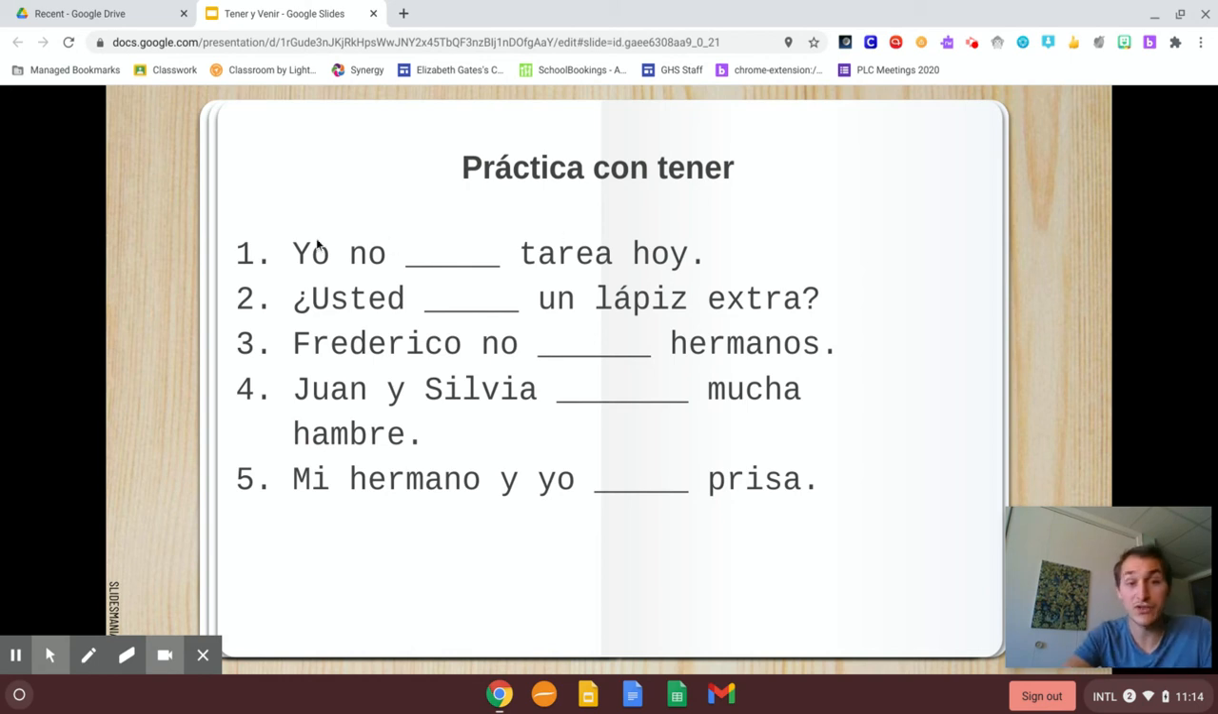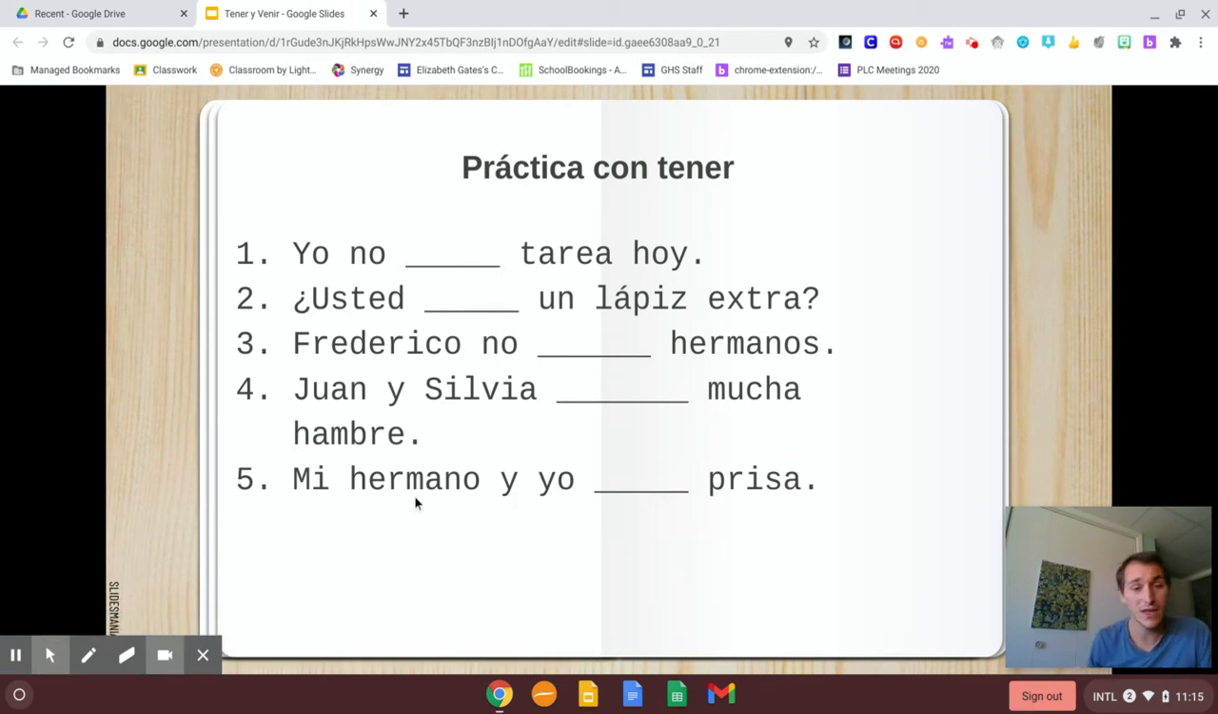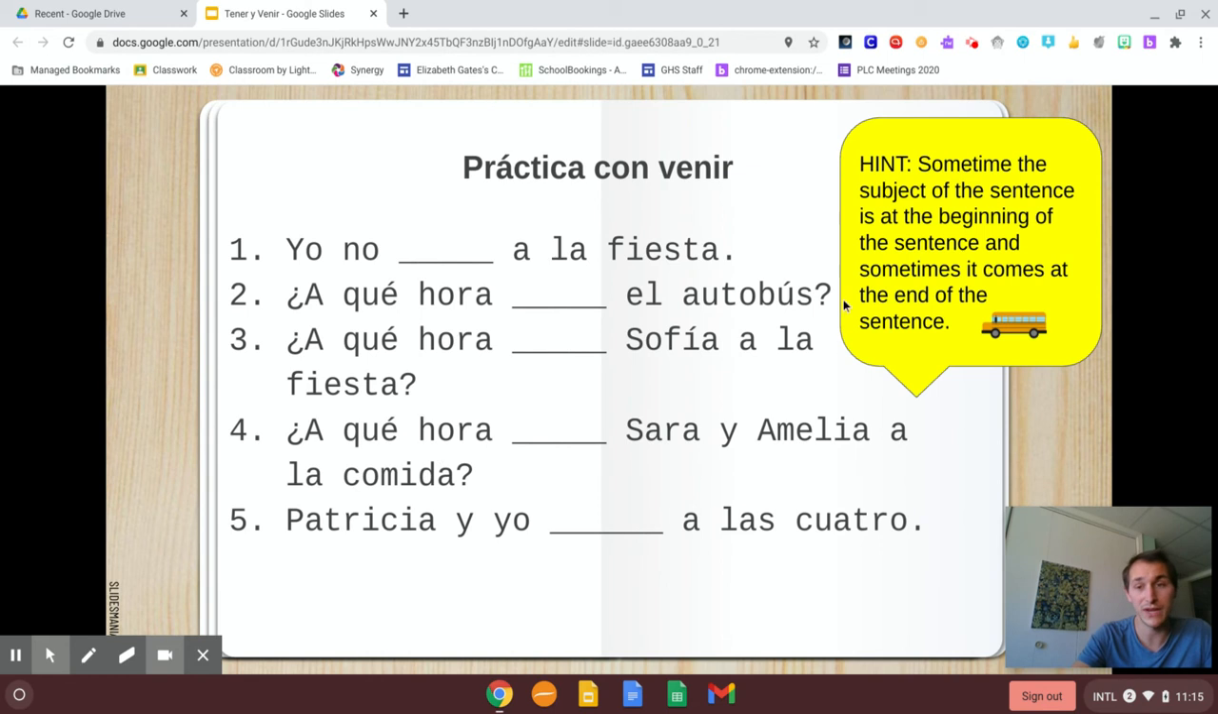Remember, the first part here is trying to find out who is the subject. So the subject for the first one is yo. The subject for the second one, can you find it? The subject for the third one is Frederico. The subject for the fourth one, do you see the subject? Juan y Silvia. And the fifth one, you might think the subject is yo. You just skipped and you said, oh, yo is the subject, which is incorrect. It's partly correct, I should say. Yo is part of the subject, but mi hermano y yo. So when there are two people in the subject and one of them is yo, we often use the we form, or nosotros. All right, so let's go down to the other práctica.